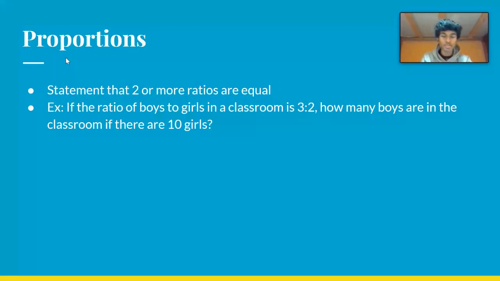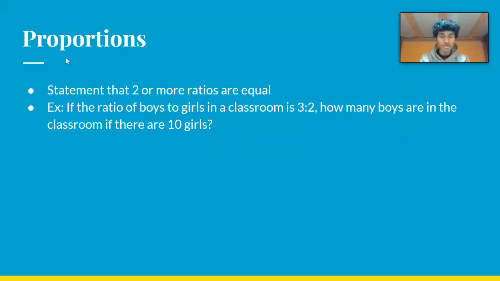So then what's a proportion? Well, a proportion is just a statement that 2 or more ratios are equal. So for example, if we use our example on the previous slide, the ratio of boys to girls in a classroom is 3:2. So how many boys are in the classroom if there are 10 girls? To solve this question, we can simply write a proportion.